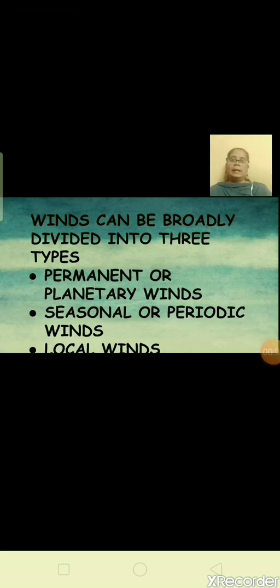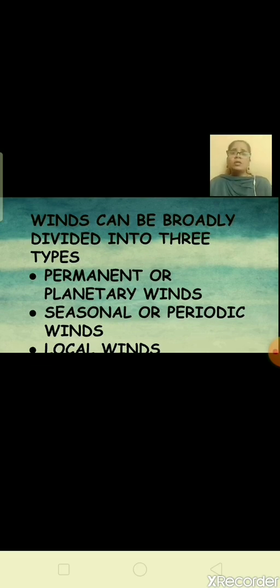Now let us look at the second type of wind, that is periodic winds or seasonal winds. Certain winds have a tendency to reverse their direction periodically. Now let us understand the difference here. Planetary winds blow constantly in a particular direction throughout the year, but these periodic winds reverse their direction for a particular period of time, maybe a year. Such winds are called periodic winds.